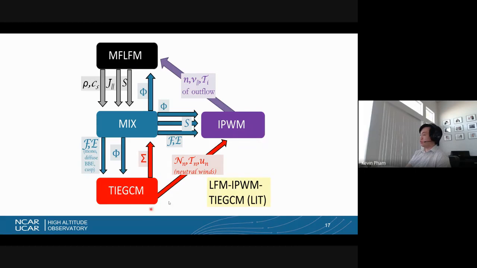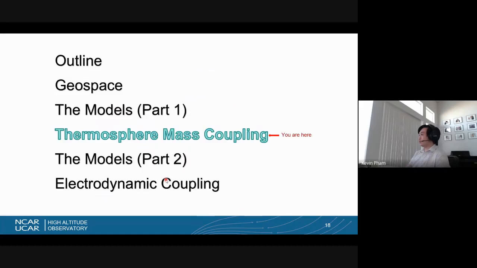So from the thermosphere point of view, the thermosphere used to only have one pathway to reach LFM, which was through this conductance arrow. Now with IPWM coupled in, it has this additional pathway, where it goes from the thermosphere through IPWM into LFM. This is an important new pathway by which the thermosphere can influence the magnetosphere. But because of the existing pathway, coupling this whole thing together, it's very hard to tease out exactly how important this new pathway is. So that's what I'll be talking about.